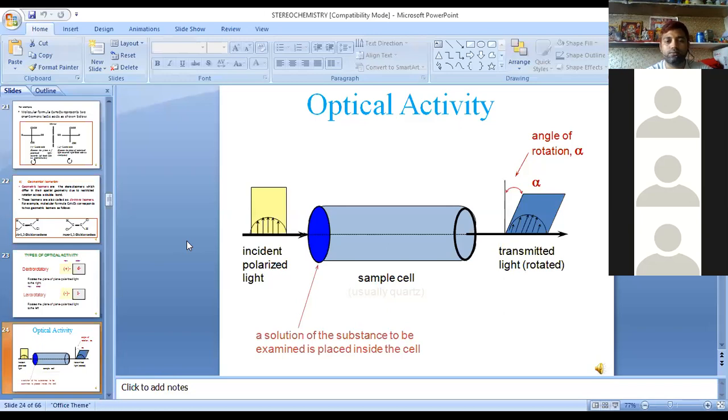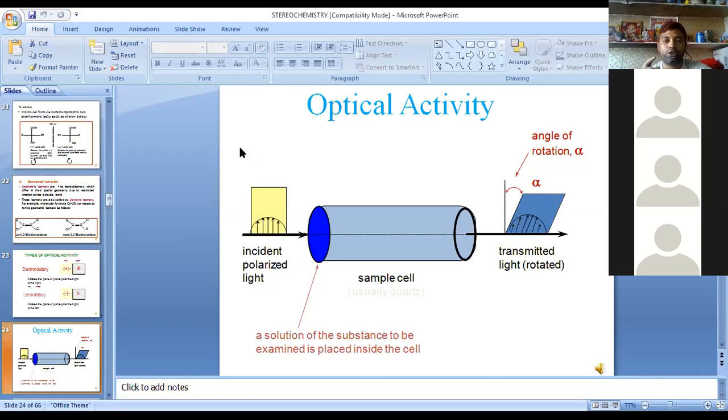Sir, in optical isomers, there are two types, enantiomers and diastereomers. And in geometrical isomers, we have cis and trans isomers, no, sir? Cis and trans in geometric isomers. Yes. Understood?